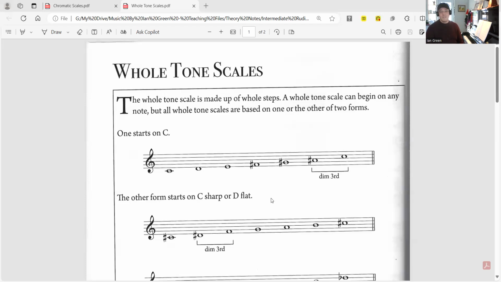Let's go over to the piano and I will play one of the examples of a whole tone scale. If we were to start on C, we would go up to D, then to E, but then to F sharp, then to G sharp, then to A sharp, and then to C.